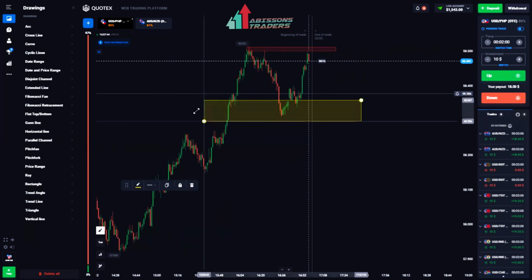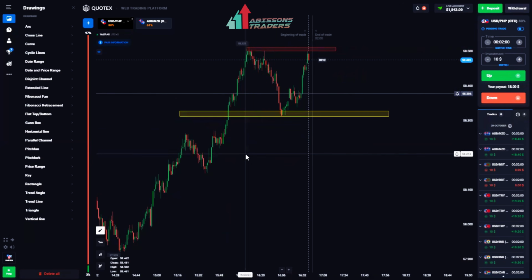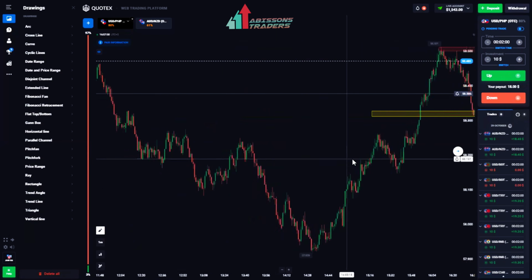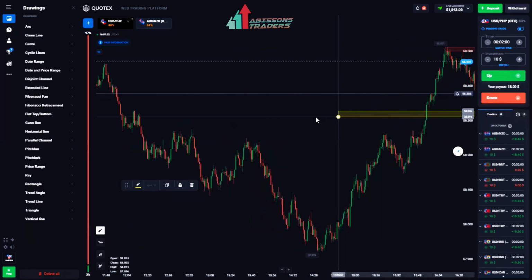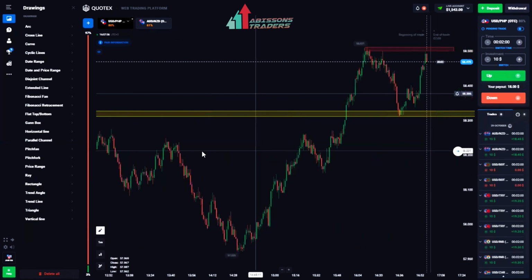Zone. So now here we have another zone. You put the zone there. That's another zone, so you can connect. You can see if it is connecting. You can see it is connecting with that one.